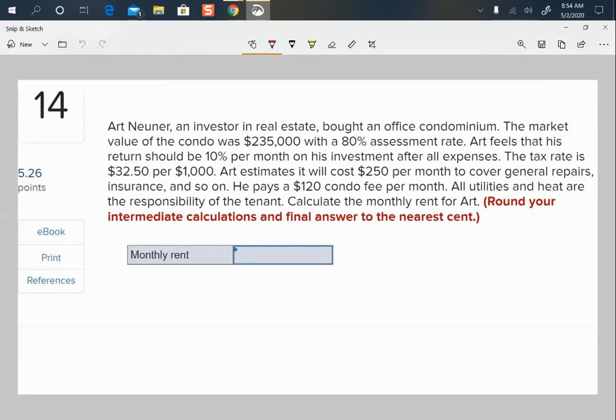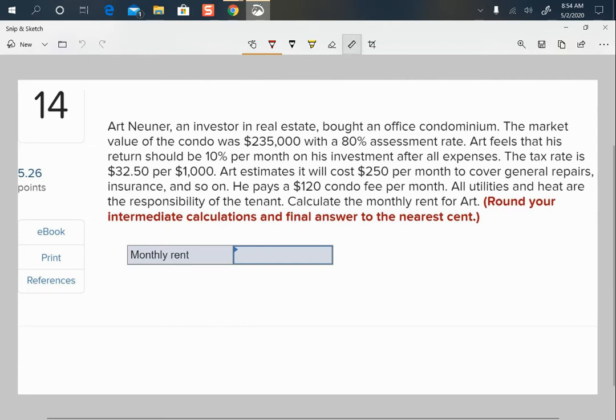I want to walk you through one of your homework problems. That's question 14 of chapter 19. So here we've been given an example of an investor who has bought a condominium and the market value is 235,000 and the assessment rate is 80%.